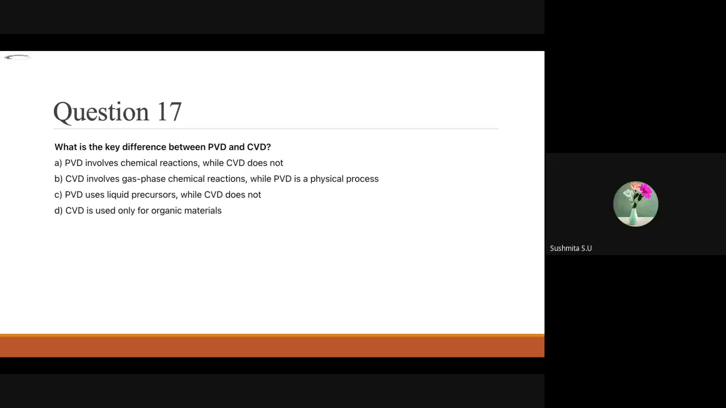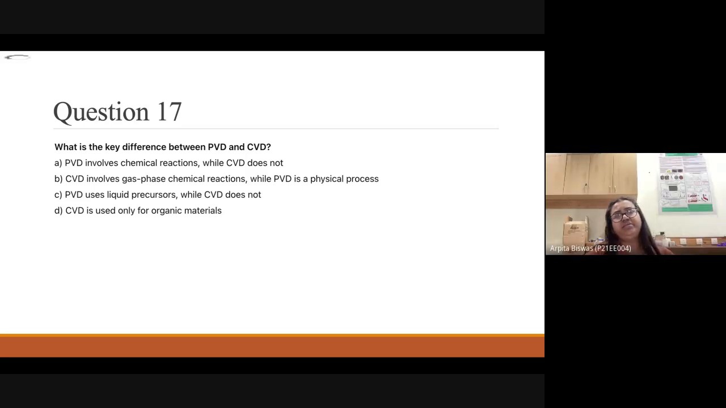B. Yes. But in CVD, not only gaseous phase chemicals are used. Sometimes, as in atmospheric pressure CVD, we use the atmospheric pressure chemical vapor deposition technique, where we use the precursor in powder form. Then we heat it up, it evaporates, then it reacts and is deposited on the sample. So yes, here option B is the right option.